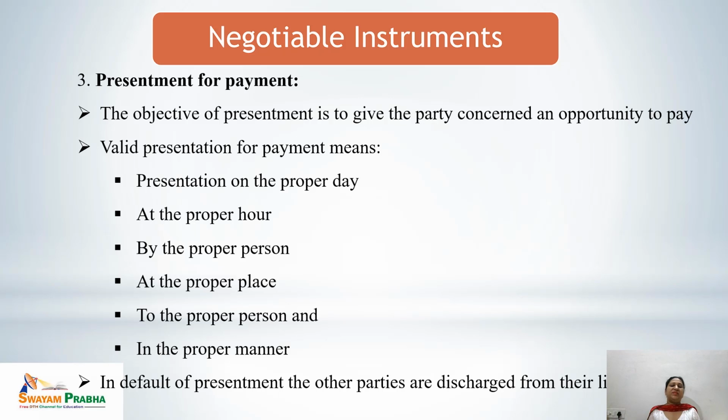The third one is presentment for payment. If the bill of exchange is presented for payment, the objective of presentment is to give the party concerned an opportunity to pay. That means the party would get discharged after paying the payment. This is called presentment for payment.